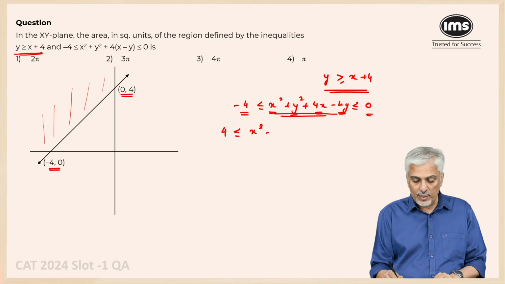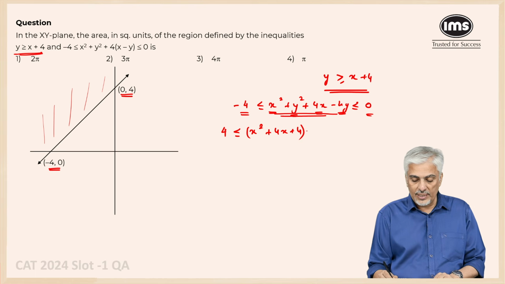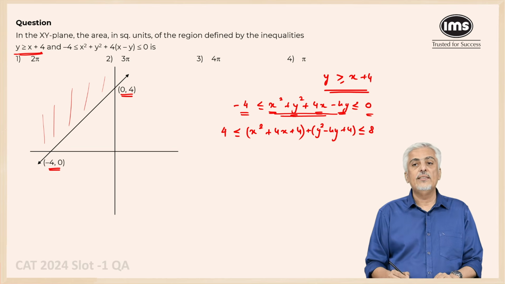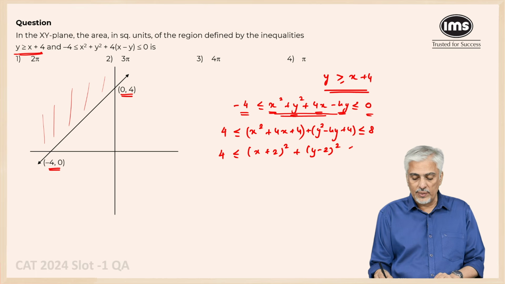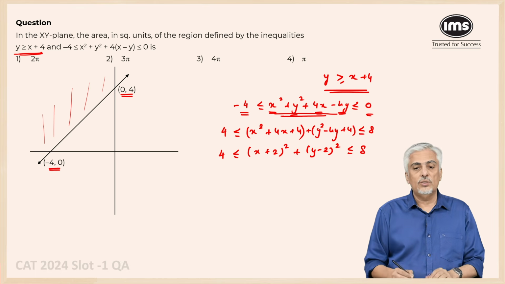This will become x square plus 4x plus 4 plus y square minus 4y plus 4 less than or equal to 8. Now, what have we got? 4 less than or equal to? This will become x plus 2 the whole square, and this will become y minus 2 the whole square less than or equal to 8. So, this is the equation.